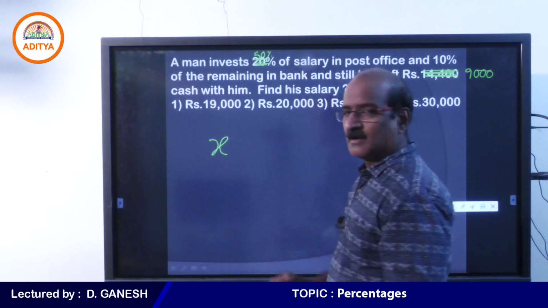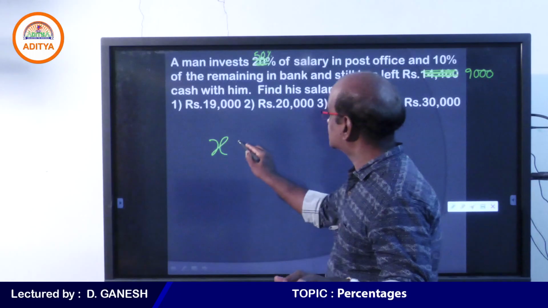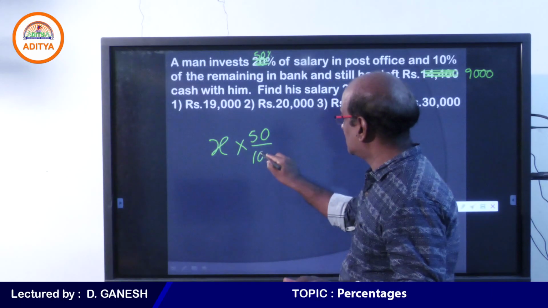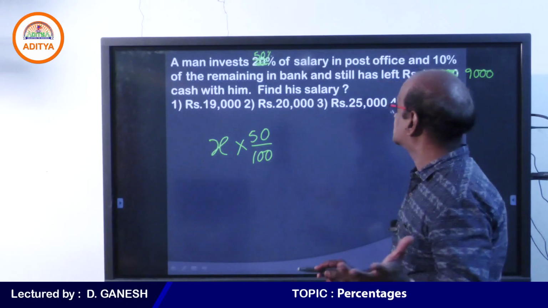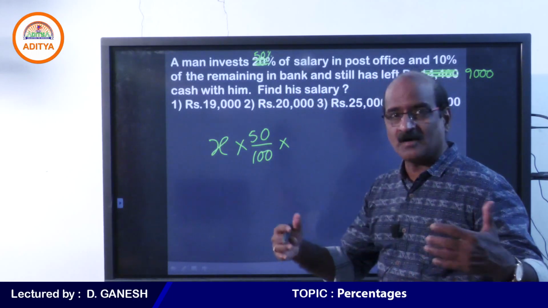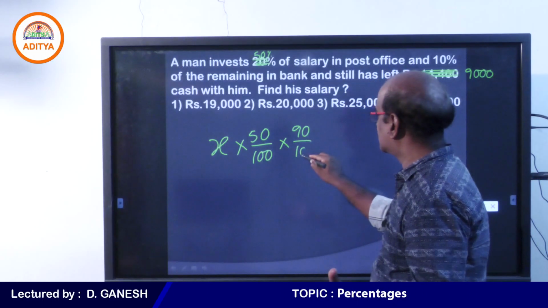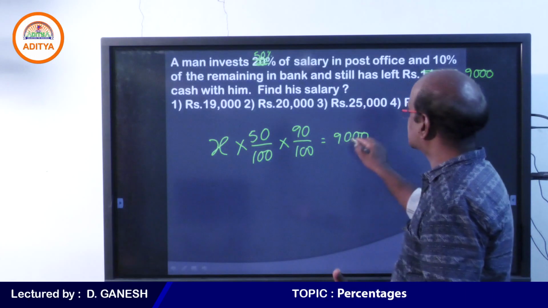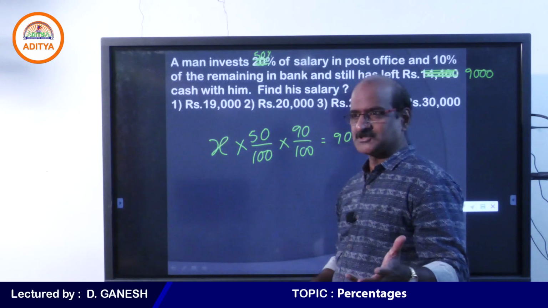Let the total salary of the man be X rupees and he invested 50% in post office. After investing 50%, he left with 50%. Okay, now he left with 50%, and from that he is again spending 10% in bank. So after spending 10%, he must be left with 90%, and that remaining amount is equal to 9,000. After spending like that, you can see that he left with this much of amount.